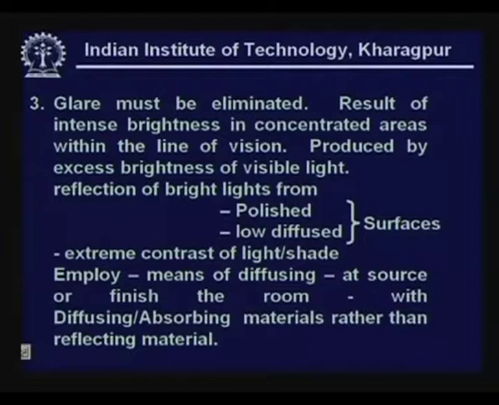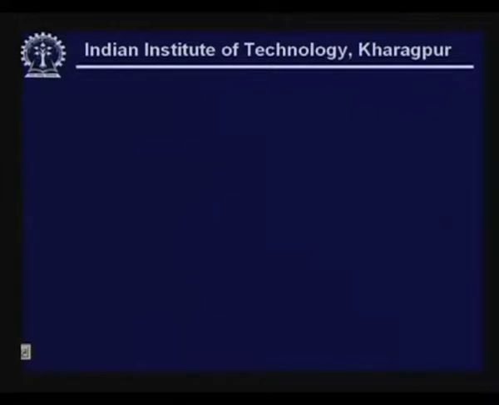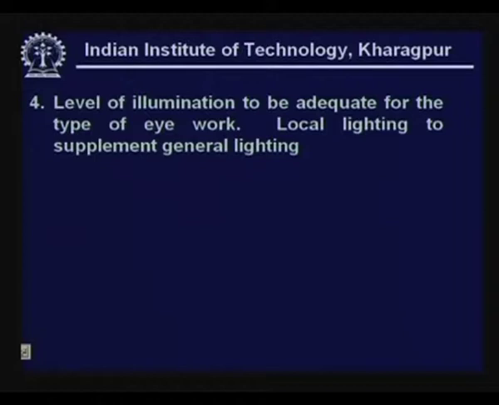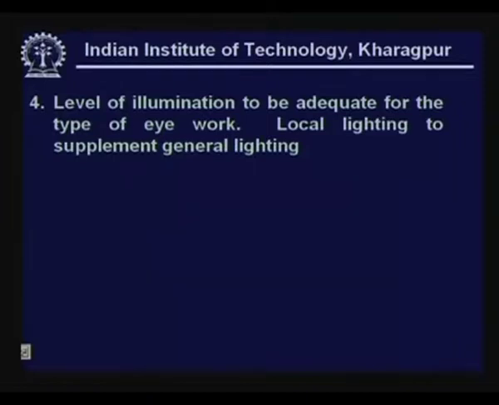So, the first one was to do with how a general lighting should be. The second one talked about how the lamp should not draw attention to itself, and the third talks about the glare control, and needless, the fourth recommendation talks about the illumination level. So, depending on the type of service, the illumination level needs to be adequate for the type of eye work. In fact, we talked about these levels when discussing about the functioning of the eye, and there we did mention the comfortable levels in terms of illuminance for various applications. And this is where it also says a local lighting is to be supplemented with general lighting.